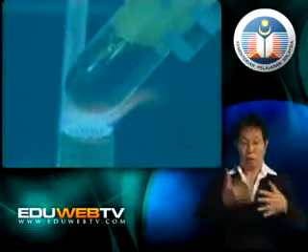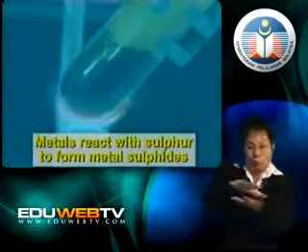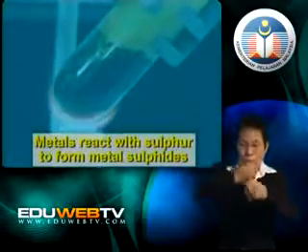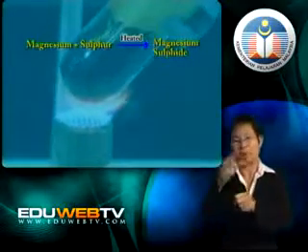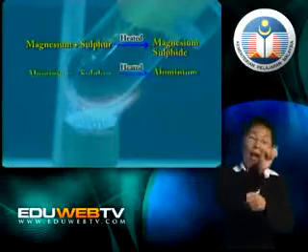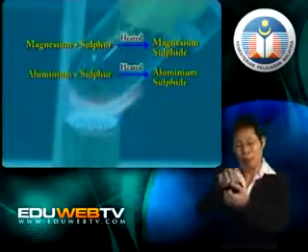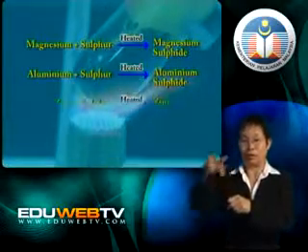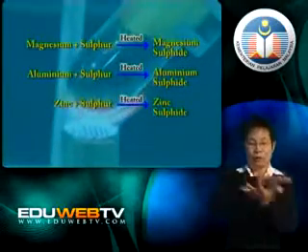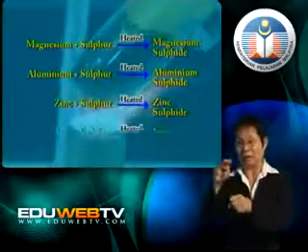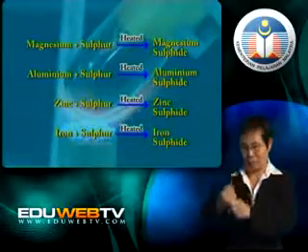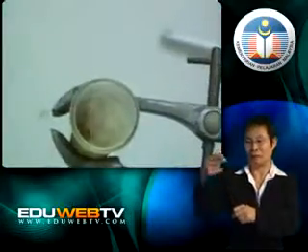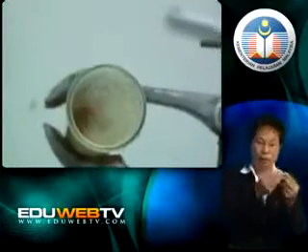We can now conclude that metals react with sulfur to form metal sulfides, which means magnesium reacts with sulfur upon heating to form magnesium sulfide. Aluminium reacts with sulfur upon heating to form aluminum sulfide. Then zinc reacts with sulfur upon heating to form zinc sulfide, while iron reacts with sulfur upon heating to form iron sulfide. The mixture of metal powder and sulfur powder glows upon heating.